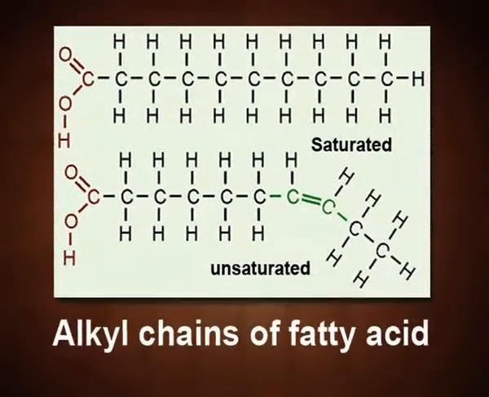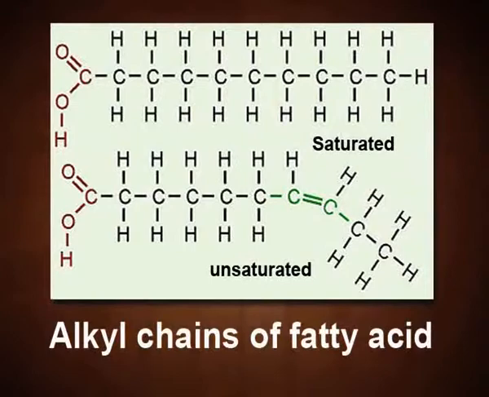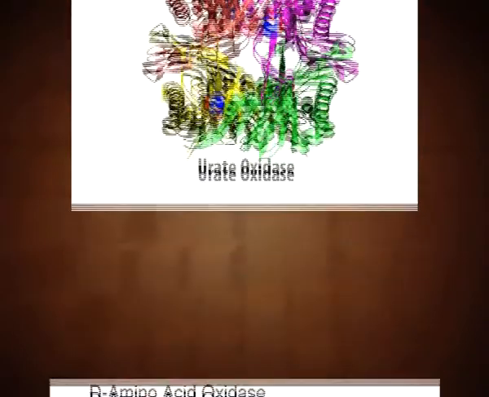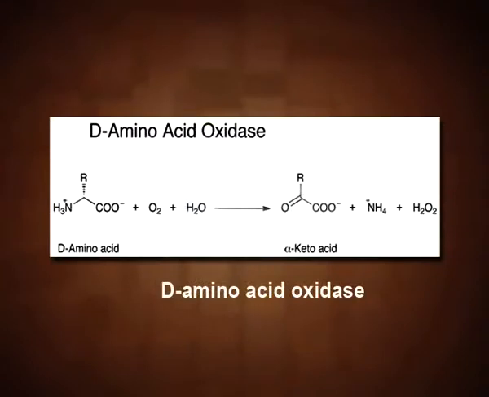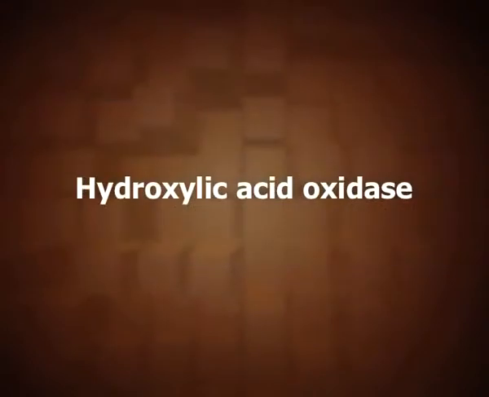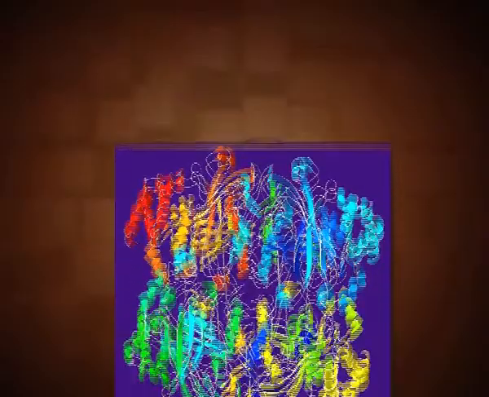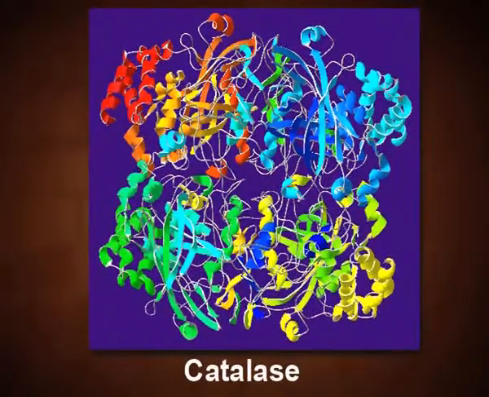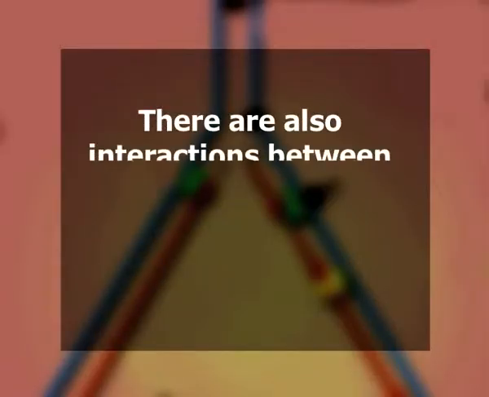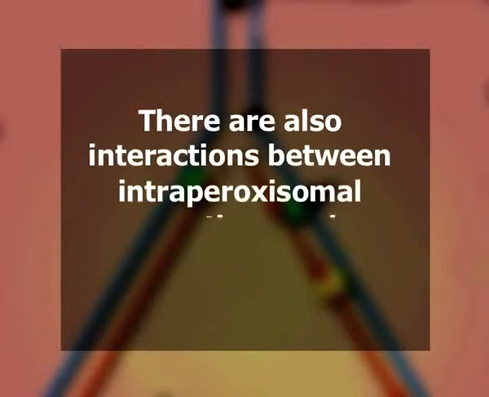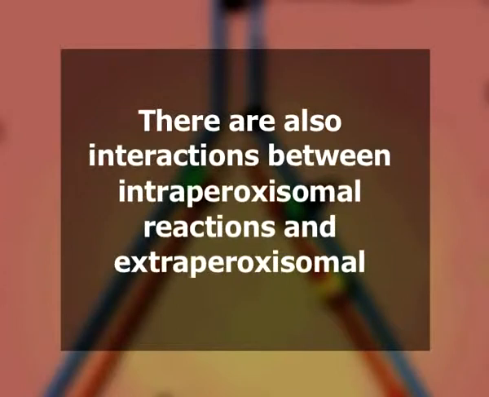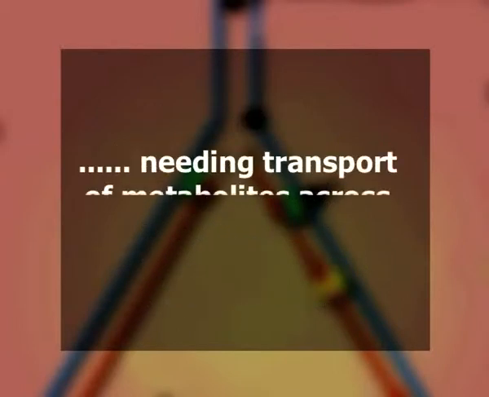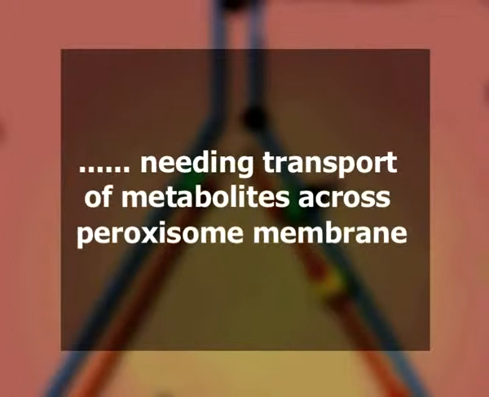The hydrogen peroxide metabolism utilizes 3 enzymes: urate oxidase, D-amino acid oxidase, and hydroxy acid oxidase in production of hydrogen peroxide, and a 4th enzyme, catalase, in its degradation. There are also interactions between intraperoxisomal reactions and extraperoxisomal pathways needing transport of metabolites across the peroxisome membrane.